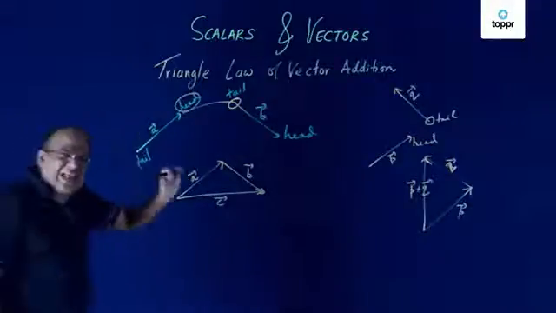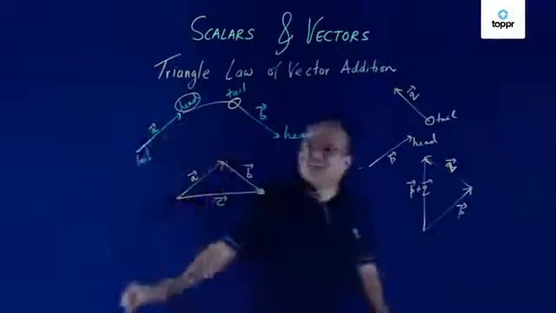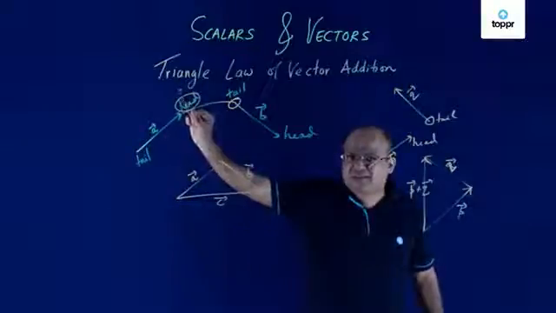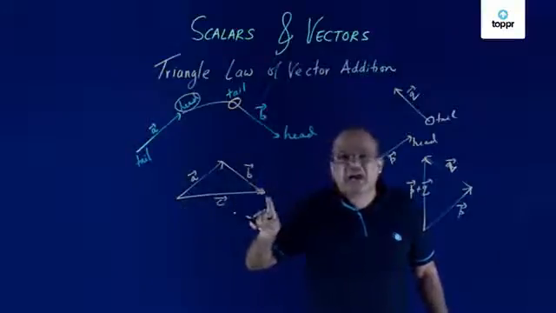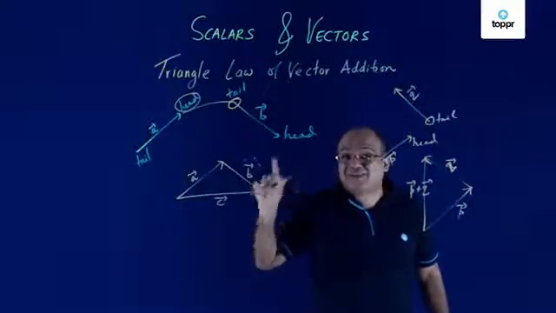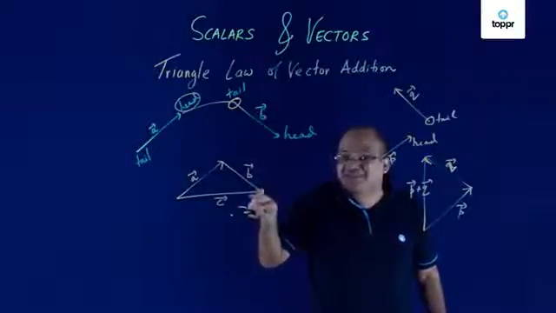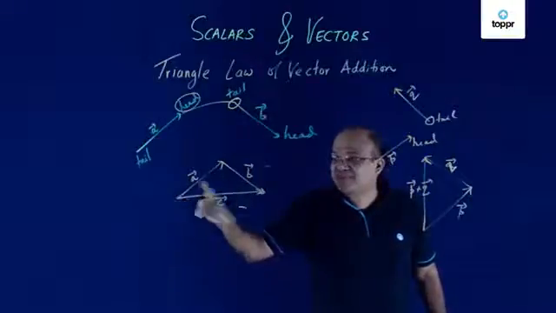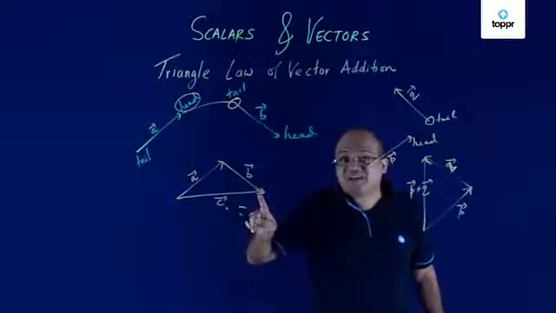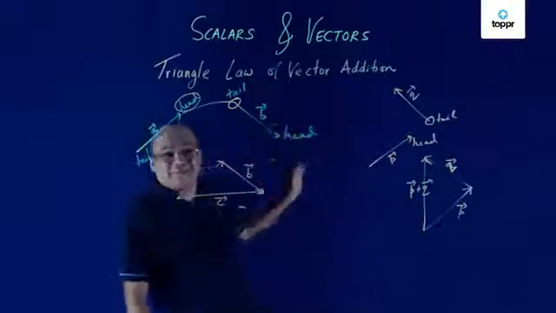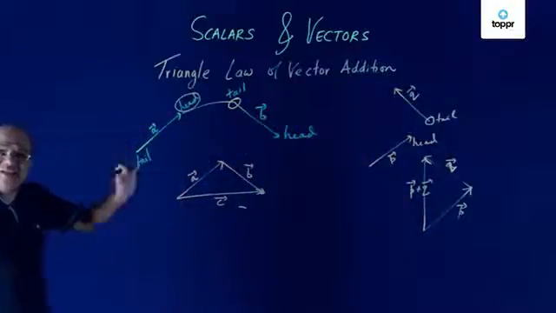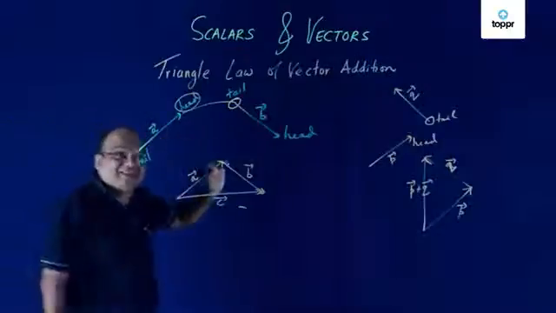Shift tail of second vector to head of first vector. Join tail of first vector to head of shifted second vector to get vector sum. Obviously put the arrow in the same direction. Tail of first vector to head of shifted second vector and put an arrow there. That will give us vector sum. This is how we add free vectors by triangle method.